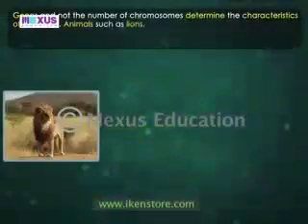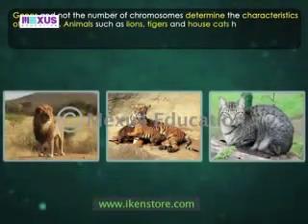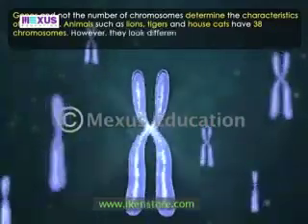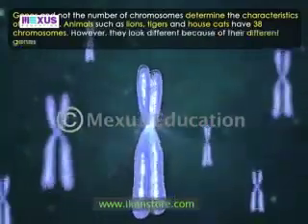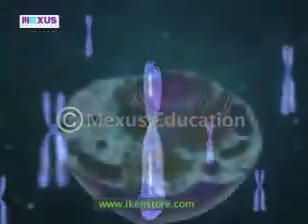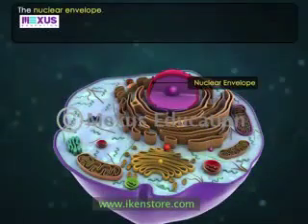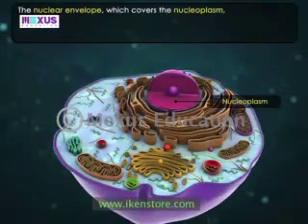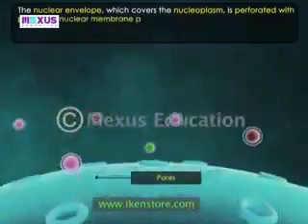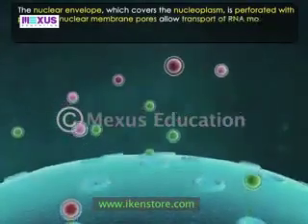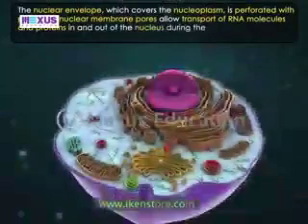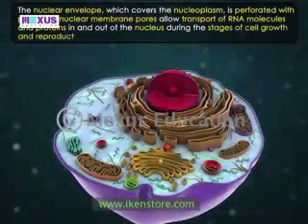Animals such as lions, tigers and house cats have 38 chromosomes. However, they look different because of their different genes located on these chromosomes. The nuclear envelope, which covers the nucleoplasm, is perforated with pores. The nuclear membrane pores allow transport of RNA molecules and proteins in and out of the nucleus during the stages of cell growth and reproduction.